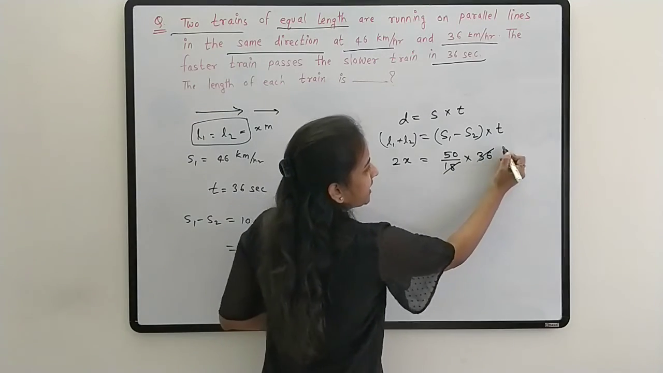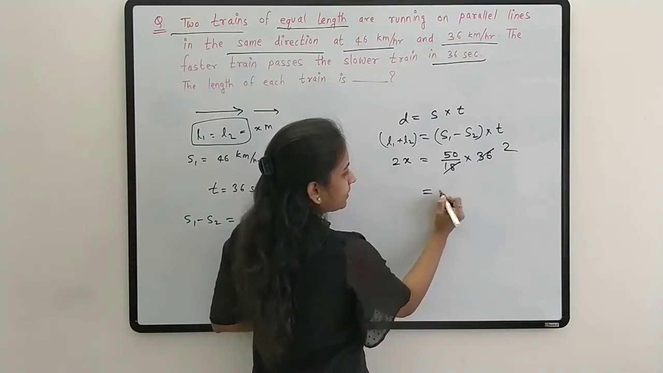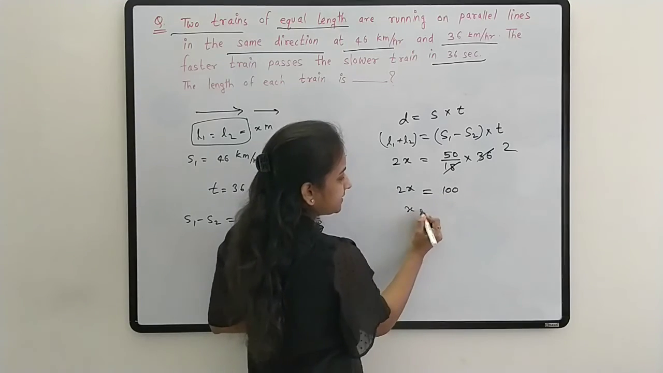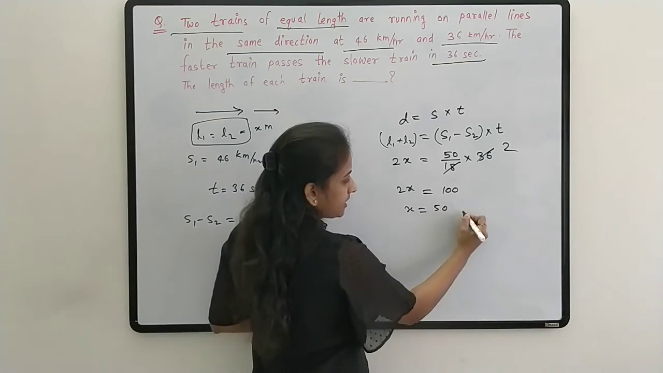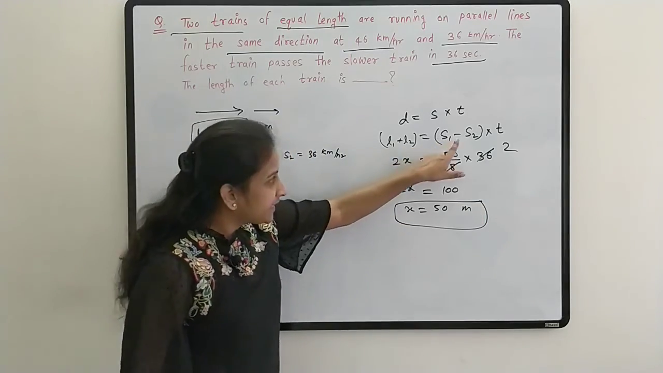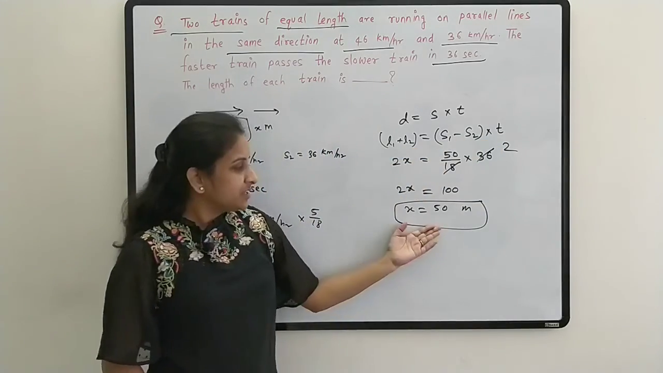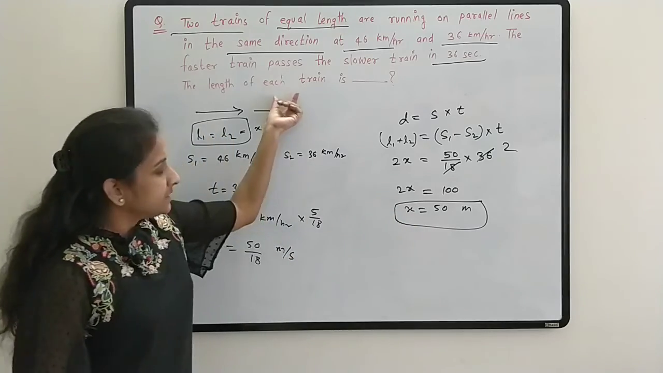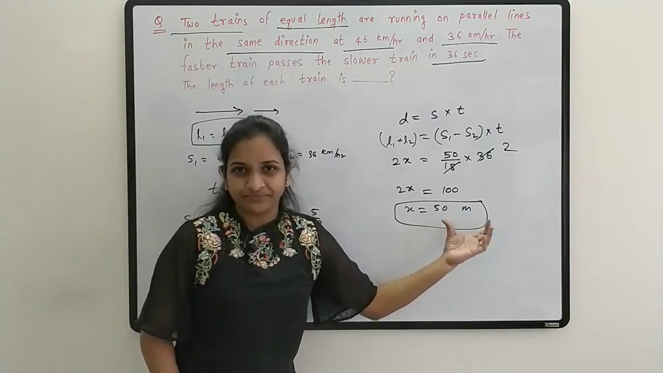See, if we find x, we will get the solution of this problem. 18 divided by 18 is 1, 36 divided by 18 is 2, 50 into 2 is 100, equal to 2x. So x is equal to 100 by 2, 50. So the unit is meter because we have taken speed in meter per second and time in seconds. So the length of the two trains is 50 meter each. Understood? Thank you everyone. Hope you like this video and understood the concept.